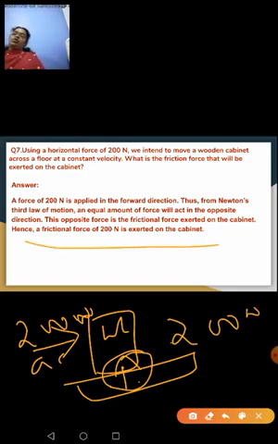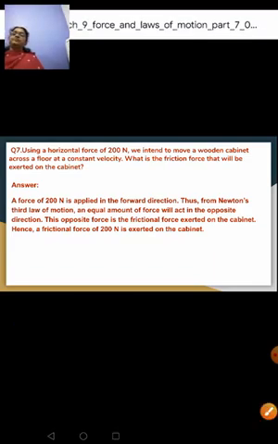Clear? You are pushing the wooden cabinet in the forward direction. So you are applying one force. The floor is also exerting a force on the wooden cabinet, which we call frictional force. So they are asking you to calculate that frictional force here. One force is the force that you apply, which is equal to 200 Newton. The other force is in the opposite direction, that is from the ground. So according to Newton's third law of motion, every action has an equal and opposite reaction. So an equal amount of force will be exerted by the floor on the cabinet. So that will also be equal to 200 Newton.